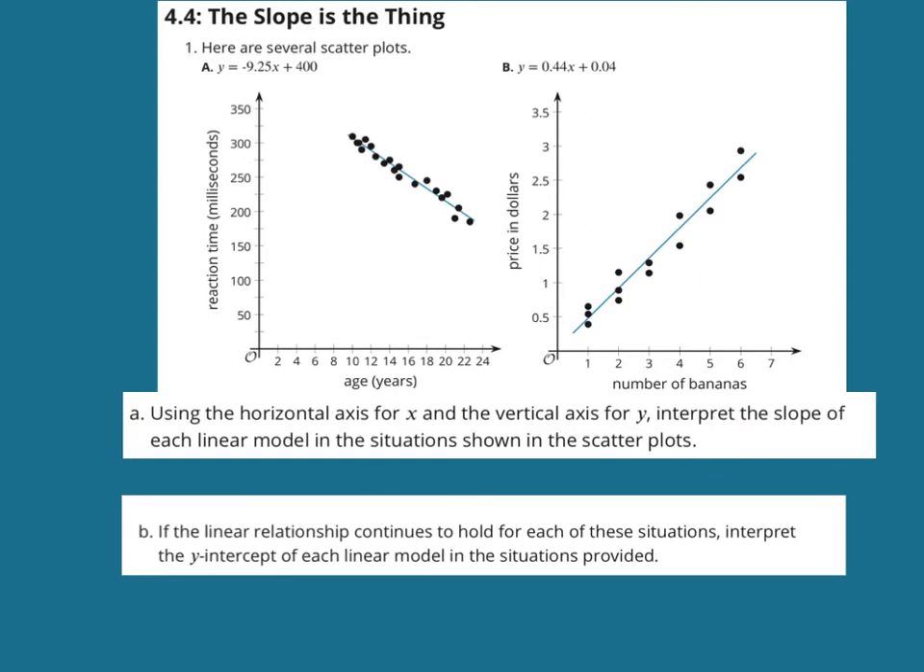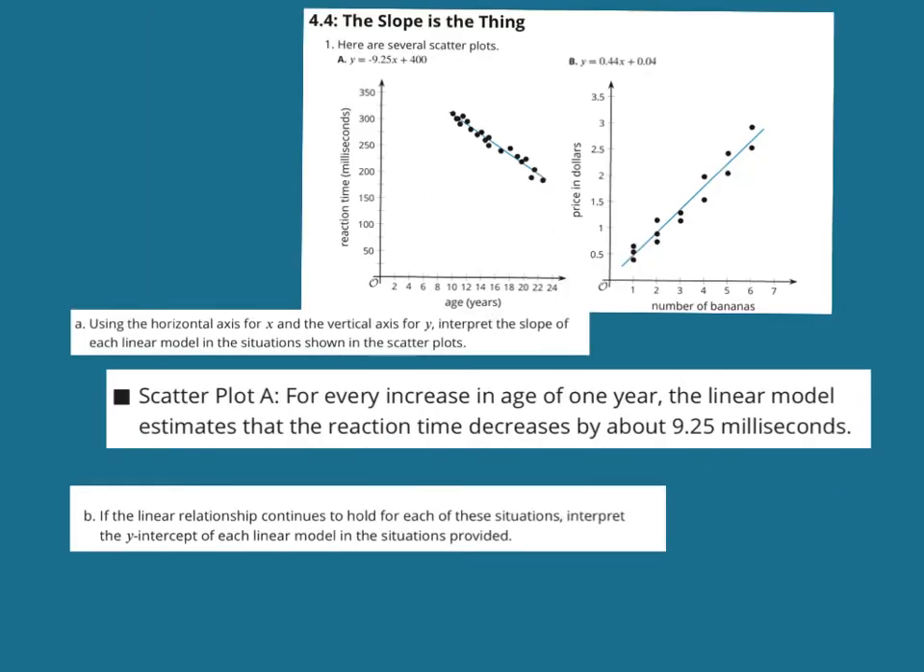On model A, it appears that we have age in years and reaction time, and it looks like it's going down. So what we're saying is as we increase in years, reaction time gets lower. To be very specific, it looks like that decrease is 9.25, and I say decrease because it's negative. So for every increase in age of 1 year, the linear model estimates that the reaction time decreases by 9.25 milliseconds.